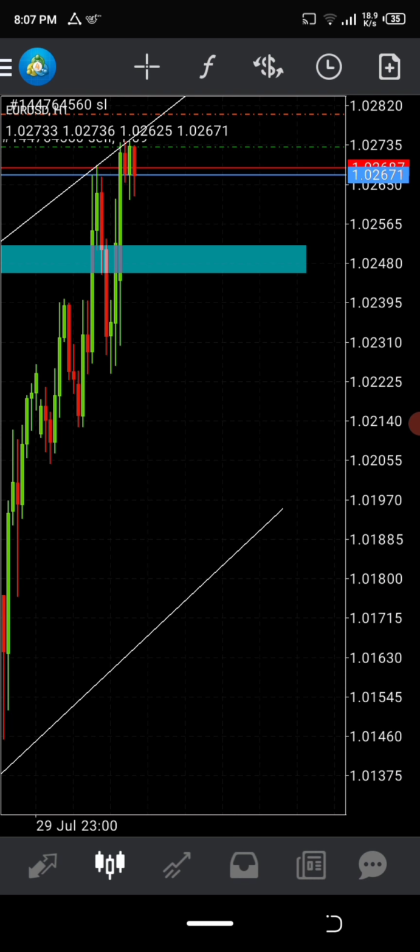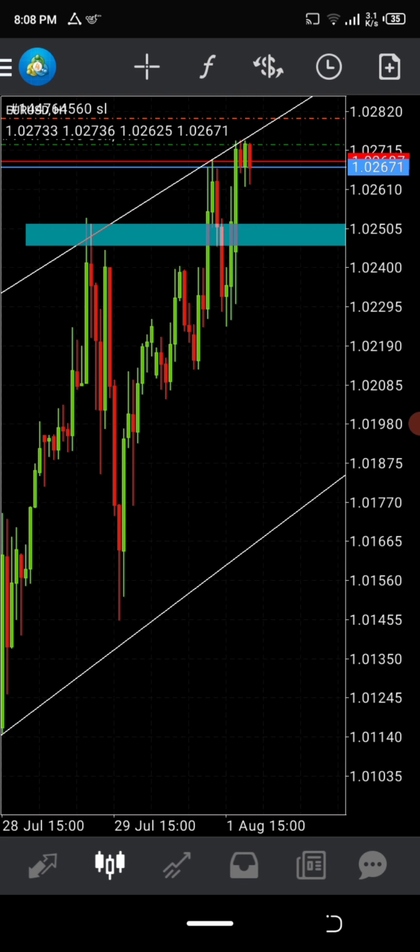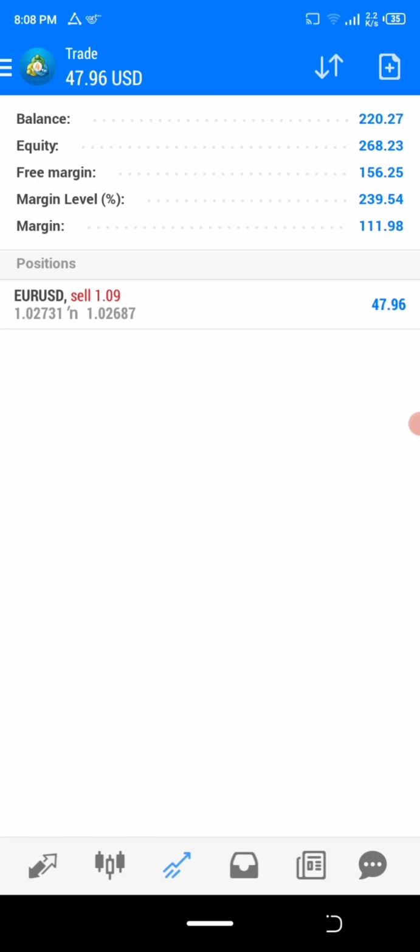Today we're trading Euro USD, and I'm not stacking a lot of positions like I do. I'm just using a one lot size position, and as you can see, it's on the profits. So let's hold on to this trade and see how it goes.